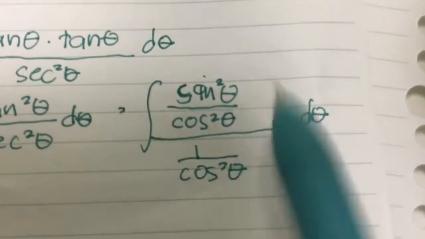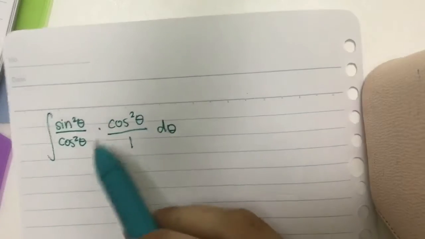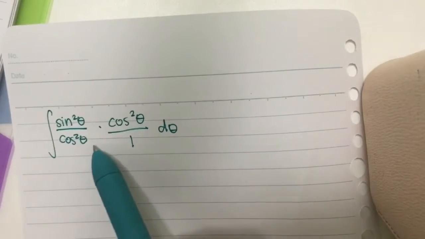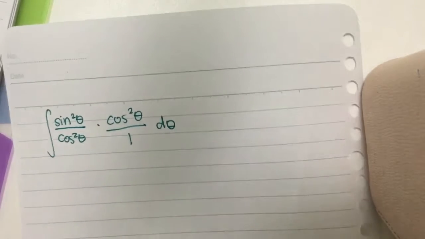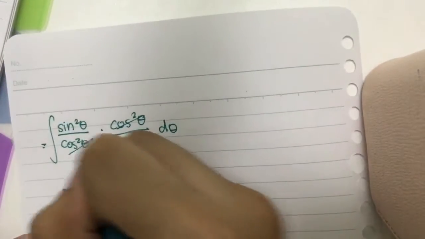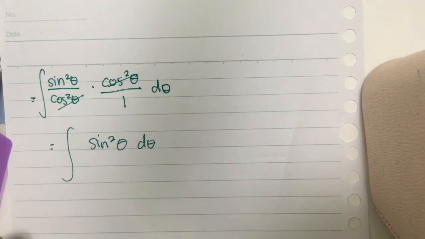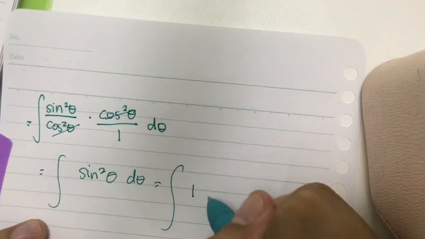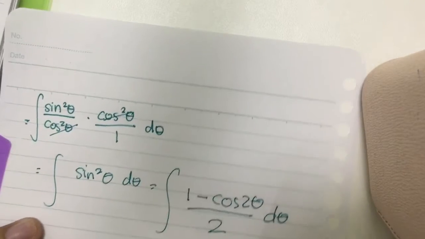Now, we're going to make it in a simpler way using our fraction rule. So here, using our fraction rule, we came up with this, the reciprocal of 1 over cosine squared theta. So we could easily cross-multiply them and cancel out our common terms, leaving us with integral of sine squared theta d theta. Now we're going to use again our trigonometric identity, since we know sine squared theta is equal to 1 minus cosine 2 theta over 2 d theta.